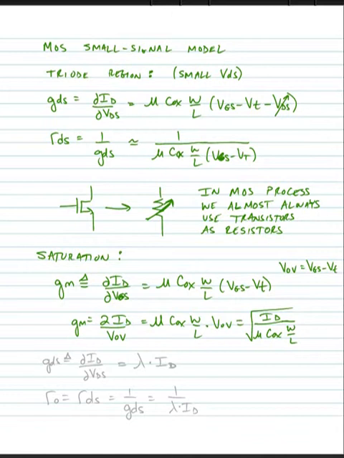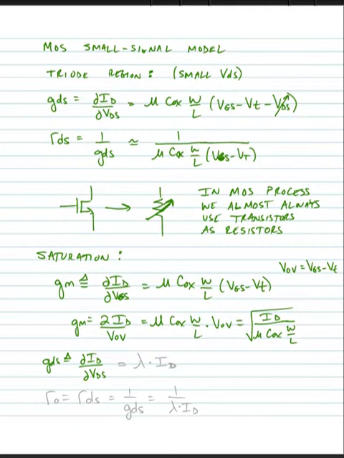Now, we don't have a base resistance in the MOS device because the gate is separated from the channel by a capacitor. And a capacitor ideally is a perfect insulator. So all that we have to do is actually take care of the output resistance. So we define output conductance, GDS, as the change in drain current with respect to the change in the drain to source voltage.